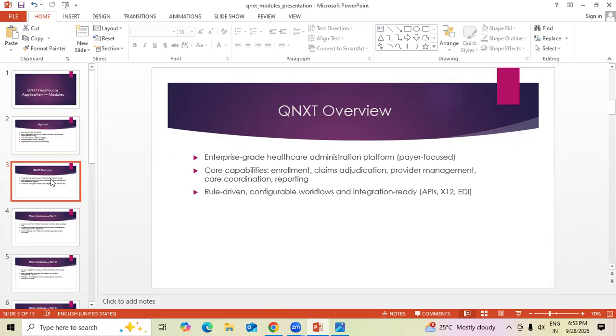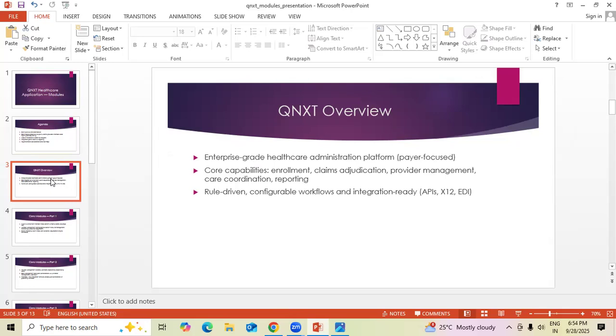One is Facets, which you are aware of. I have posted many of my training videos on Facets earlier. If you haven't gone through that, I'll give the link in the description below so that you can go through it. Second is QNXT, right? This is also more or less like Facets only. But it has major core capabilities one should understand.